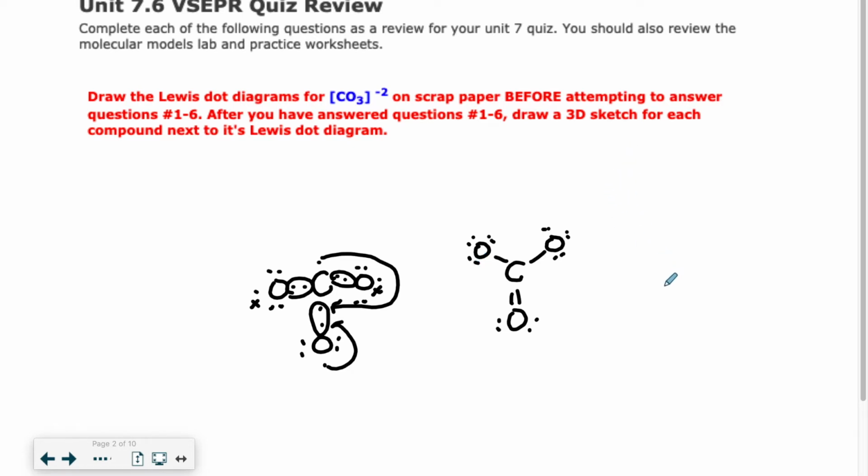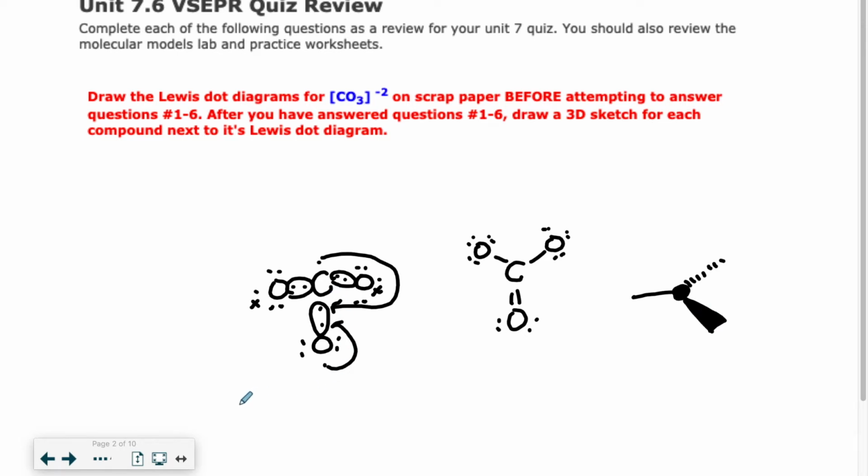Now for the 3D sketch for this one, I have 3 bonding directions and no lone pairs on it. So I'm going to have my central atom. I'm going to have one bond which is going away, one bond which is in the plane of the paper, and then one bond which is coming out towards me. If you're not familiar with drawing these 3D sketches, the dashed line means that your bond is going away, a normal line is in the plane of the paper, and any thicker line is coming out towards you.